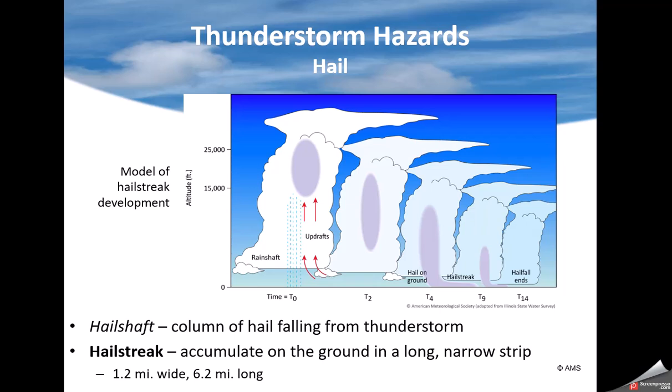Hail will form in the upper part of the cloud. Moisture gets up there. It keeps going up and down between the downdraft and the updraft until it gradually gets so big it can't be held up there anymore by that strong updraft, and comes down and descends to the ground.